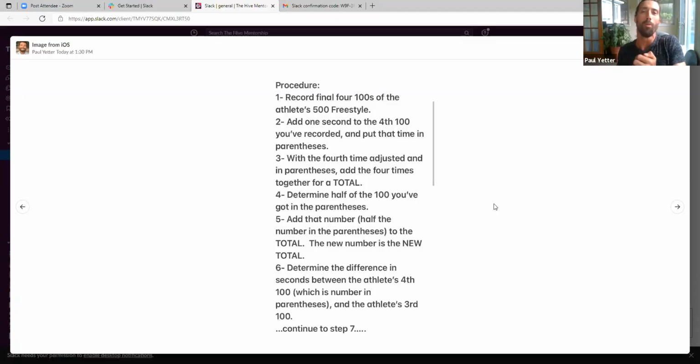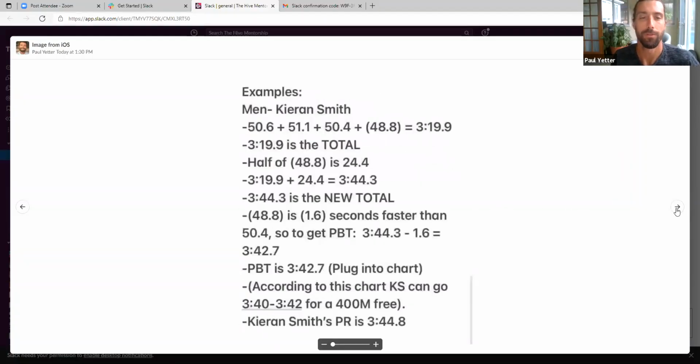I'm looking at Meet Mobile, going through NCAAs, looking at the final, and writing down all of their last 4 splits. This is my scrap paper. What I did was add 1 second to the last split. So I'm writing down 4 numbers: the second, the third, the fourth, and the fifth 100. Basically I'm going to scroll through so you can actually see it, because you can go through the other stuff on your own time.